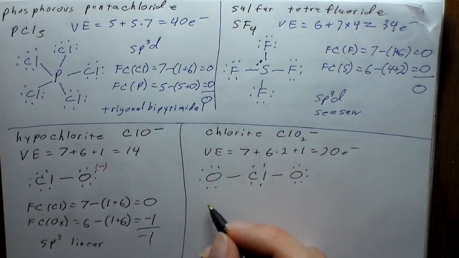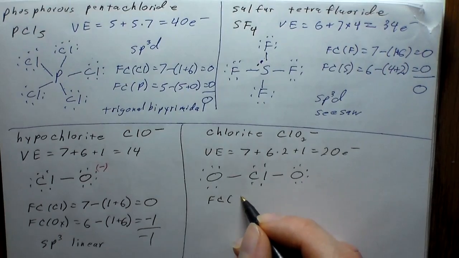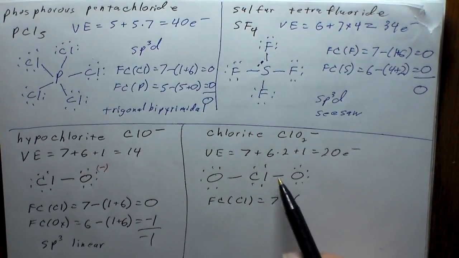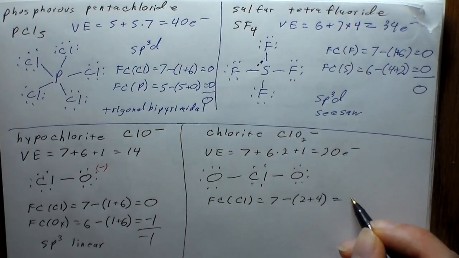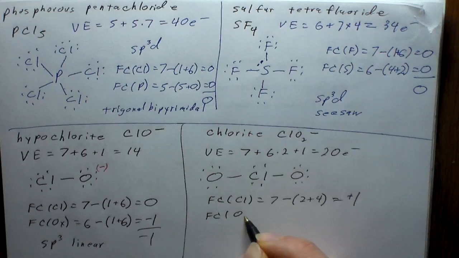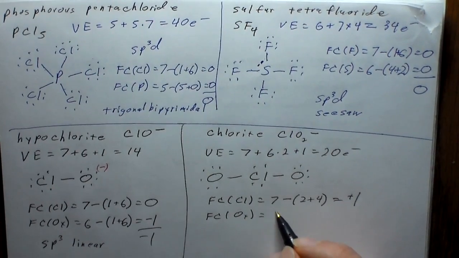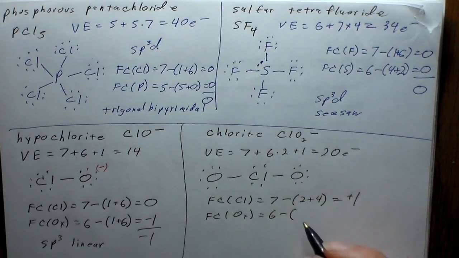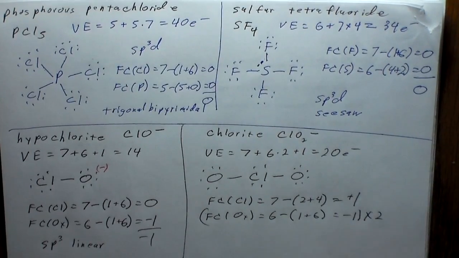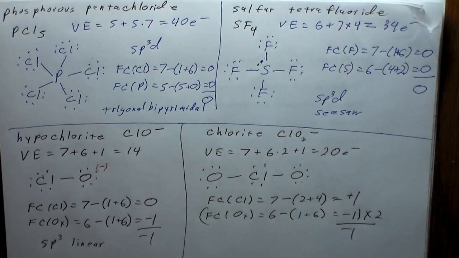And then we figure out our formal charges. On the chlorine, this is going to be 7 minus 2 lines and 4 dots. That's going to be a positive 1. And the formal charge on each oxygen is going to be the same. It's going to be 6 minus 1 line and 6 dots, minus 1. And of course I have 2 of these, so that's going to work out to be a minus 1.